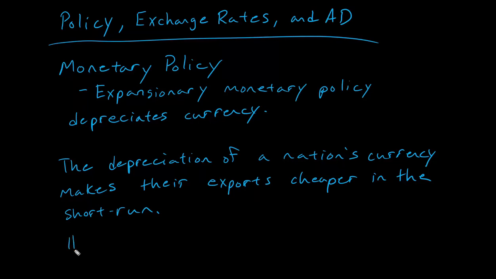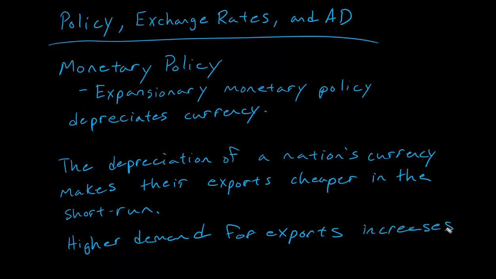So higher demand for exports increases net exports, our exports minus imports, part of our GDP calculation when we're using the national spending approach, there we go, finally remembered. So the national spending approach to GDP, the net exports is a part of that.